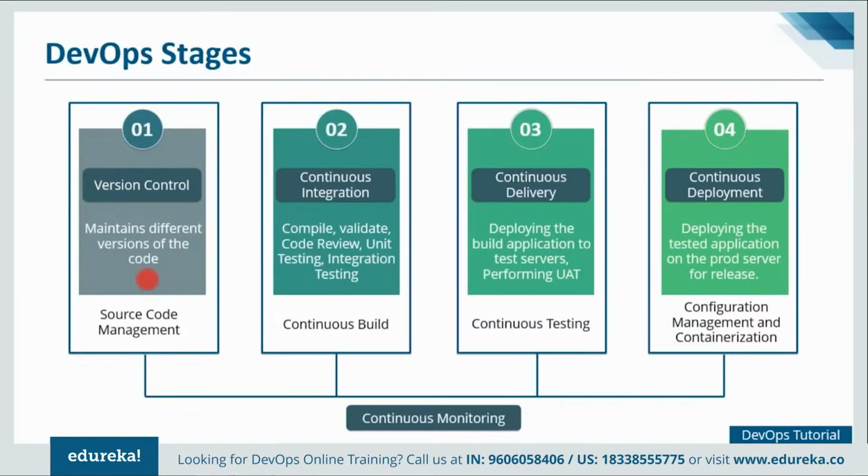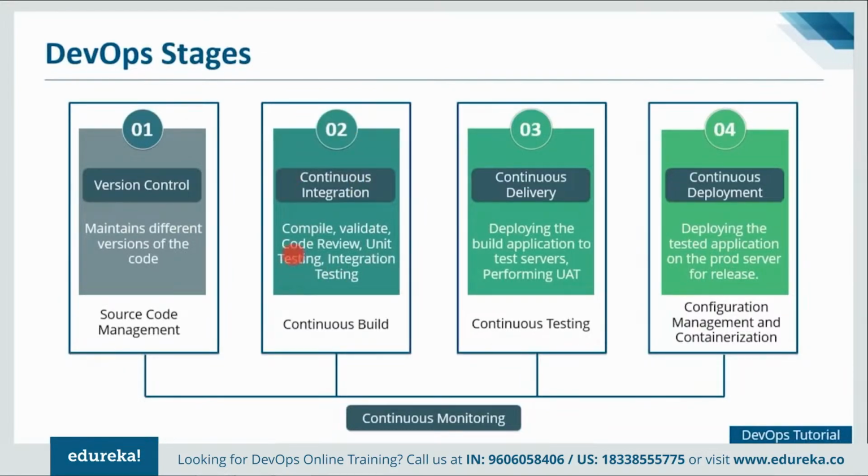These tools will maintain different versions of the code. So even if I want to revert back to the previous commit, I can go ahead and do that. I can go ahead and check out the previous version of the code as well. That is basically what source code management or version control is. Then comes continuous integration. Here, continuous integration tools like Jenkins continuously build your application. When I say build, it includes compile, validate, code review, unit testing, integration testing, and even packaging your application. That comes under continuous integration, continuously building your application.